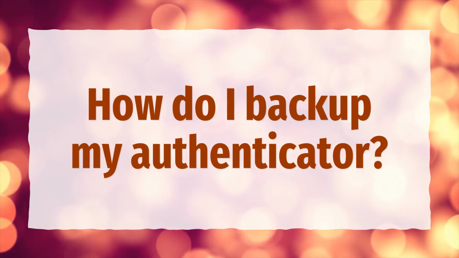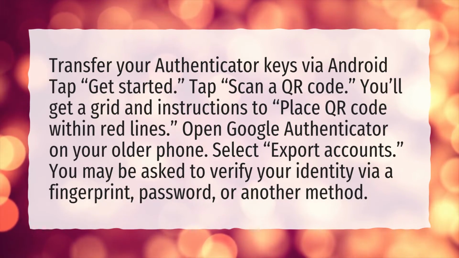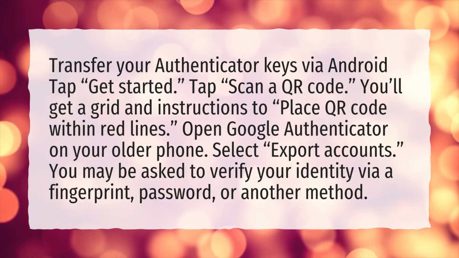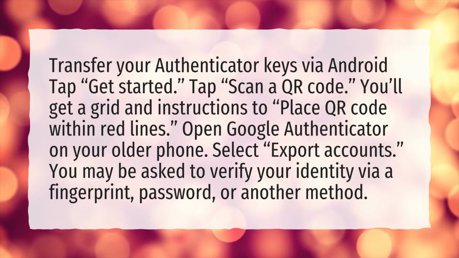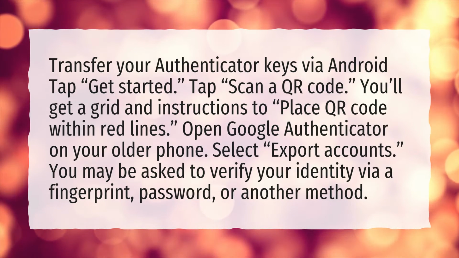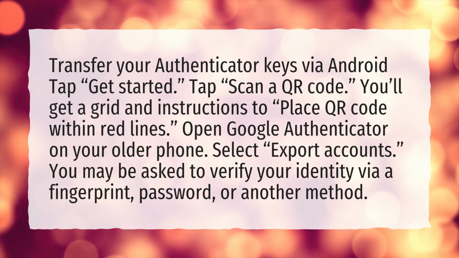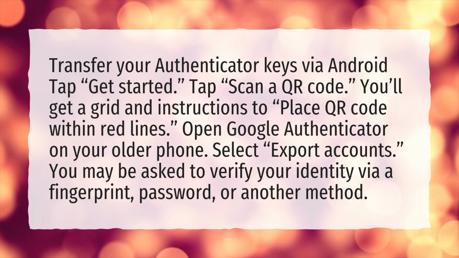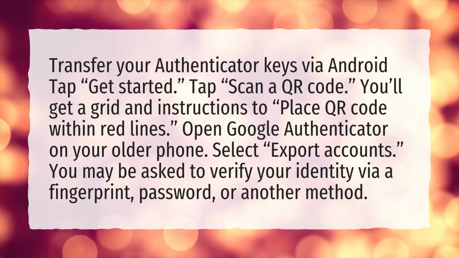How do I back up my Authenticator? Transfer your Authenticator keys via Android Tap. Get started. Tap, scan a QR code. You'll get a grid and instructions to place QR code within red lines. Open Google Authenticator on your older phone. Select Export Accounts. You may be asked to verify your identity via a fingerprint, password, or another method.